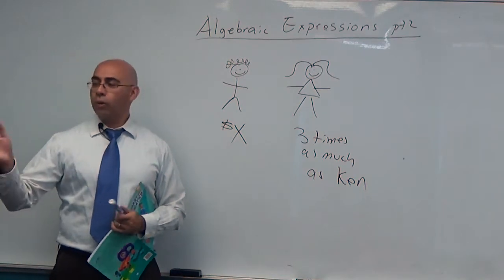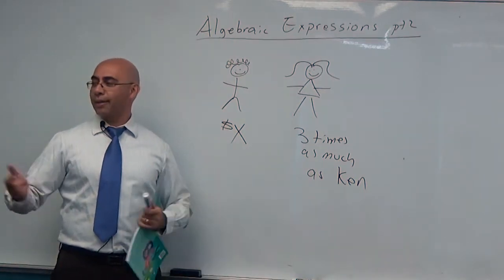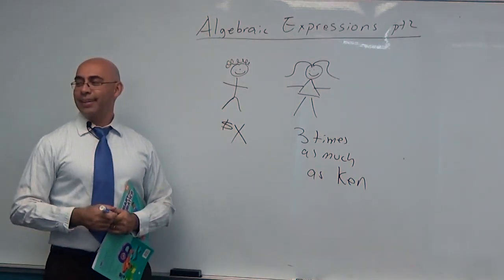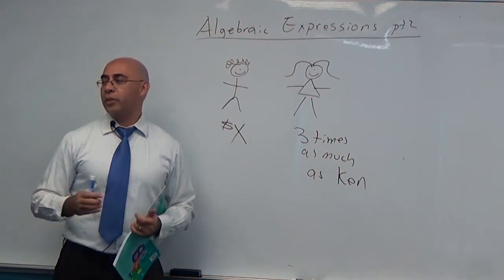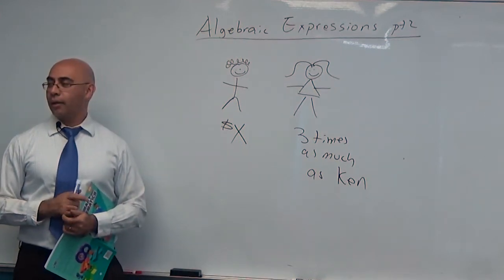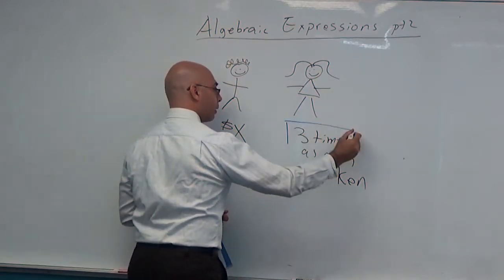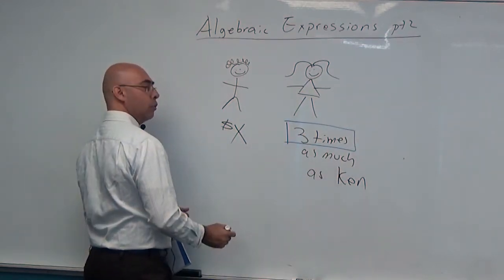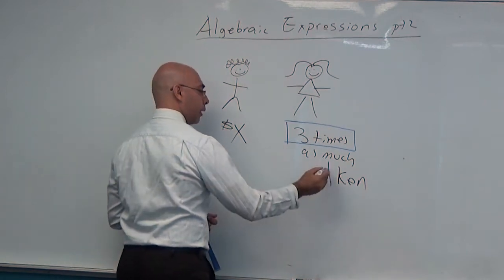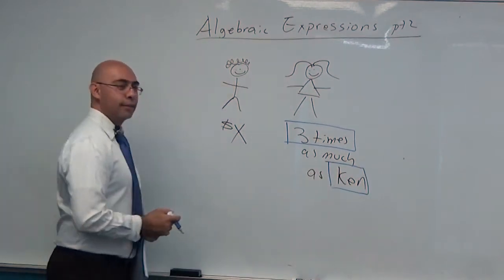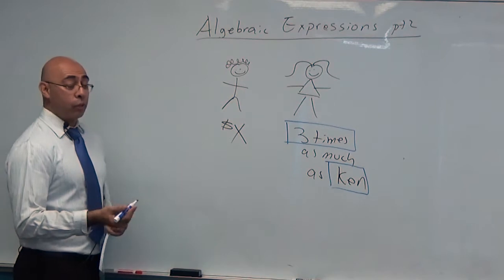Ooh, where are you coming up with the word times or multiply? Well, why, though? What makes you think you have to multiply? Because she says she has 3 times. Very good. Right there. 3 times. As much as who? Ken. So basically, you're right.